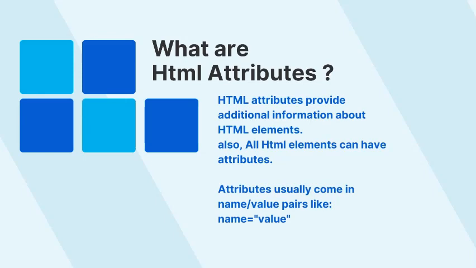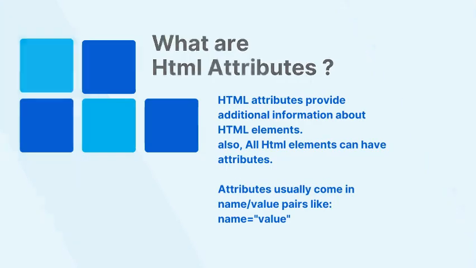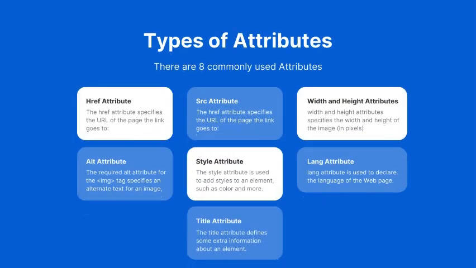So you may ask me how many attributes are there. Now, there are 8 of them which we will look at one by one. Also, watch till the end to get more out of this video. So without waiting, let's get started.